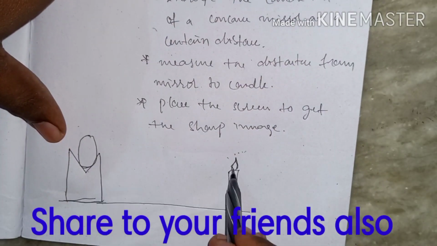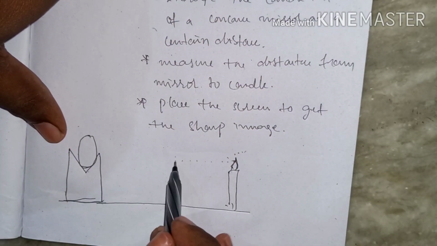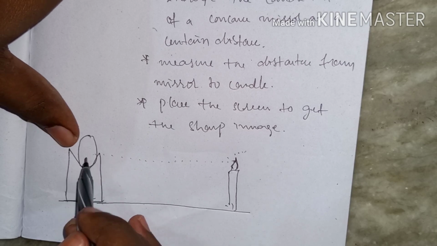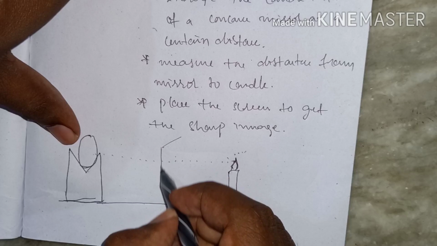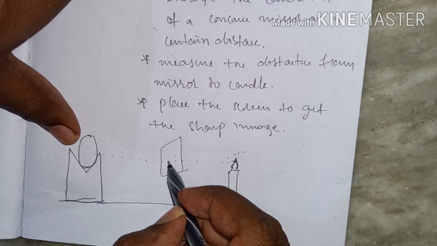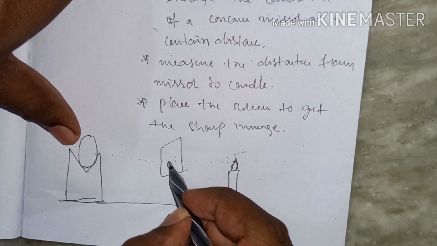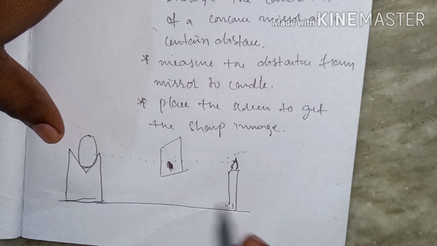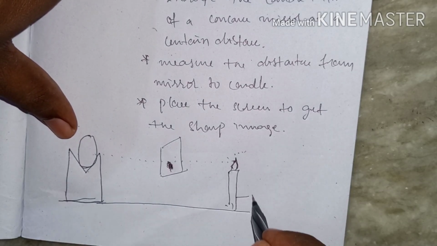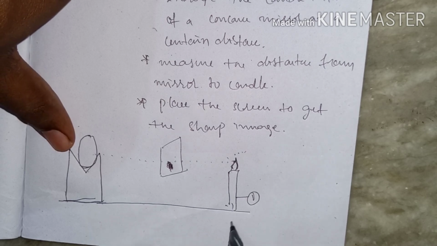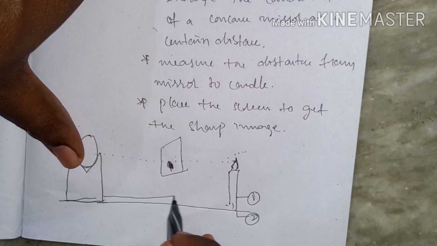Why? The light effect should be reflected on the mirror. That's why both should be at the same height. Now place the screen somewhere to get the sharp image. And what are these materials, Nana? Let me say 1, and let me say 2. Here we can use a scale, no?